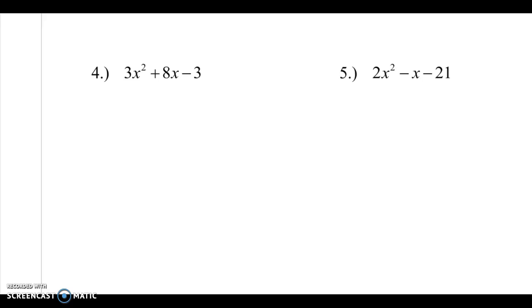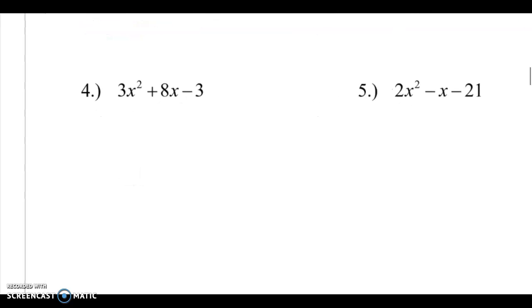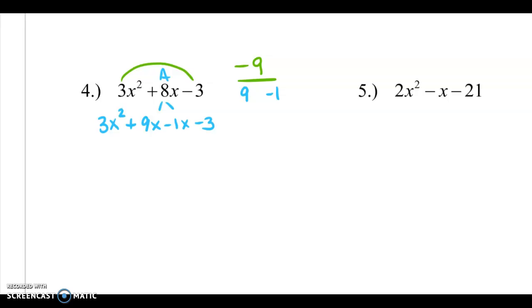Next one, I have that leading coefficient of a 3, so I need to multiply. So I'm going to multiply the first number times the last number, so 3 times negative 3 is negative 9. I need two numbers that multiply to negative 9 but add to 8, so that is going to be 9 and negative 1. So I'm going to break up the 8x into a 9x minus 1x, bring down the minus 3, and the 3x squared.